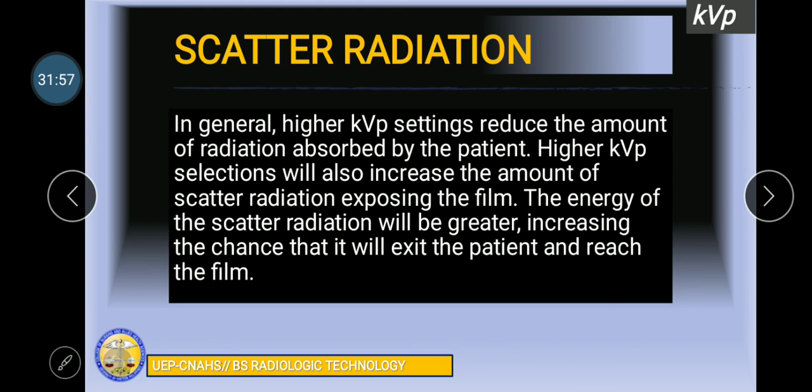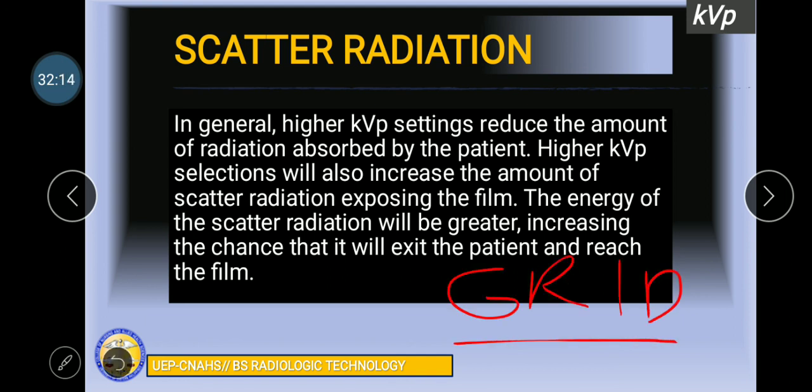Okay, so there is a remedy for that. So madidiscuss natin 'yan sooner or later. Actually, nabigyan na natin ng slight na discussion when we talk about the grid. Ito yung pinaka-ultimate solution natin to scatter radiation.